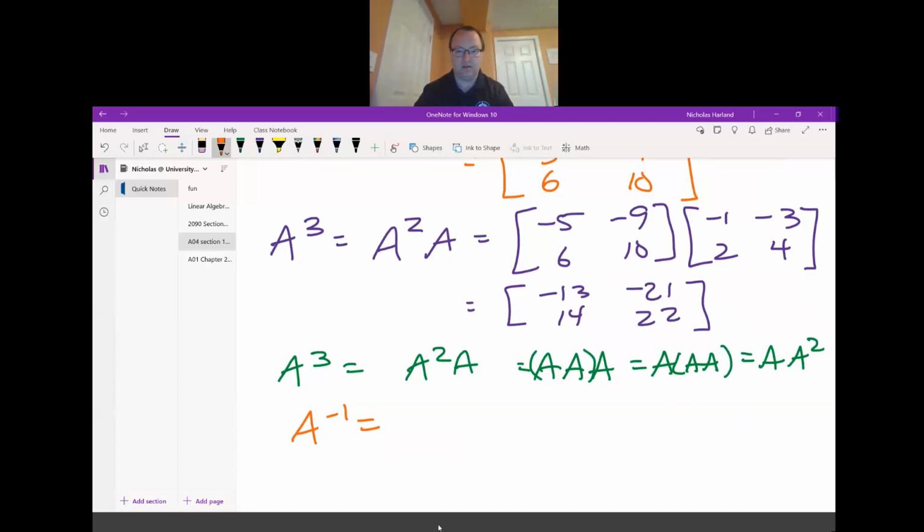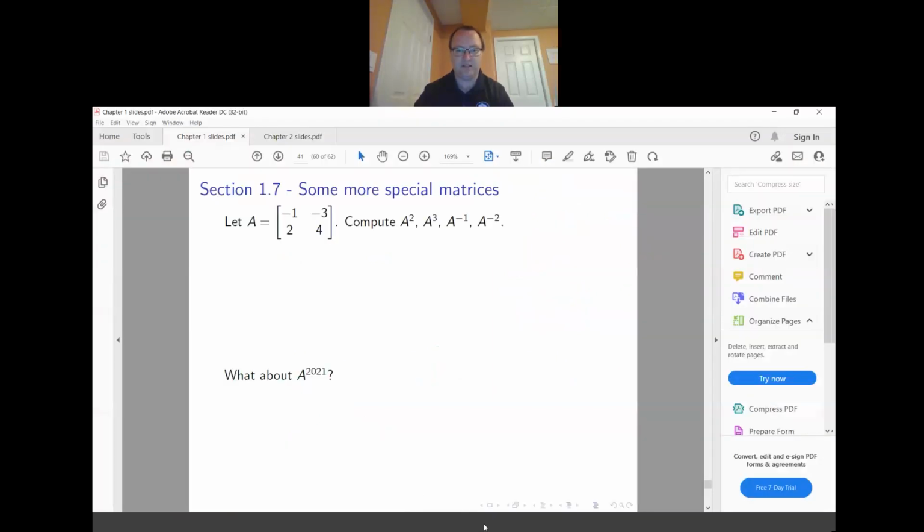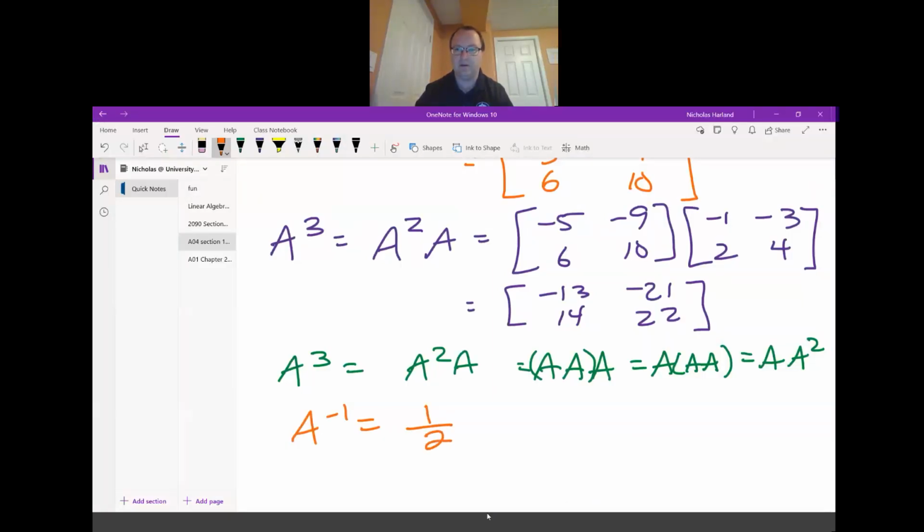What's our AD minus BC thing going on? Negative 4 plus 6, so that would be 1/2. So flip the main diagonal entries, so 4, negative 1. Negate the off-diagonal entries. We have a method for finding the inverse now, so you could roll with it. But it is a 2 by 2, so we do have that formula for it, and that's okay as well.